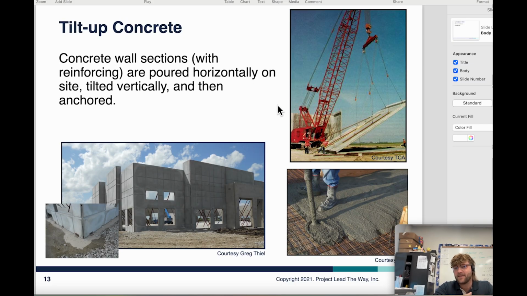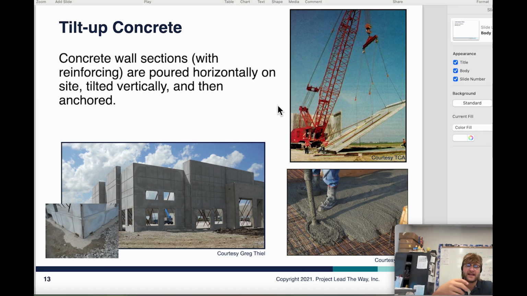Tilt-up concrete. This is during my time as a civil engineer technician. For those 2 summers, I ended up actually seeing a school being built. Really, really cool. They ended up using a tilt-up concrete wall. And so what they do for that is they pour it horizontally on the site. They have a form that they put that in.